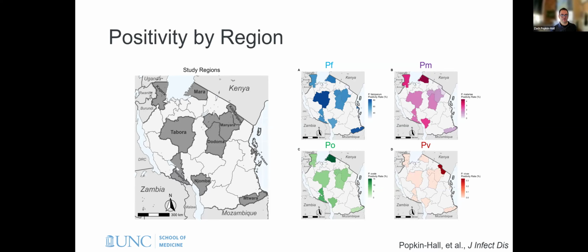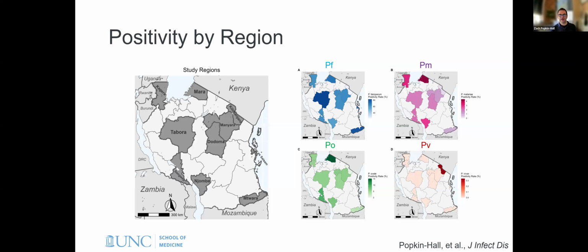And you will again see some heterogeneity in terms of where falciparum is most abundant. So we see the highest positivity rates for PF here in Tabora region as well as in Mtwara region. And then to the right of that, the top right figure B in purple, we're looking at Plasmodium malariae. So the positivity rates there only go up to a little over 4%, quite a bit lower than falciparum.